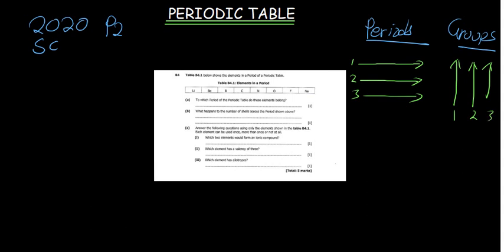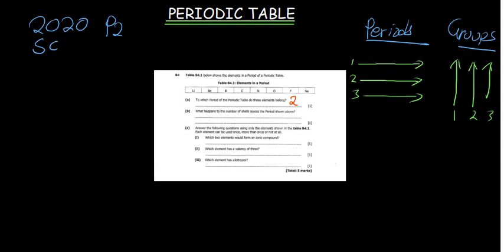So now it's just a matter of going to the periodic table to find out where we are going to find lithium, beryllium, boron, carbon, nitrogen, oxygen, and so forth. According to my periodic table, those are in period 2. Those are in period 2. So that question was very easy to answer. Let's go to the second one.